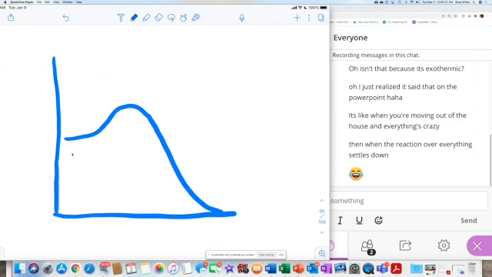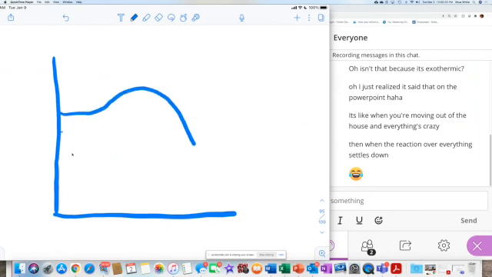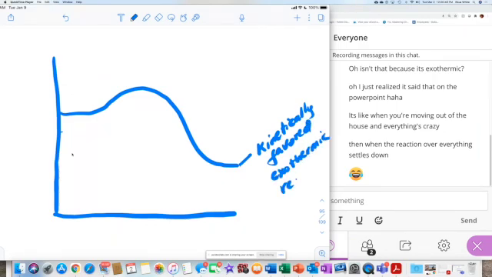Oops, hold on. This is a challenge to draw here. Okay, this is a kinetically favored exothermic reaction.